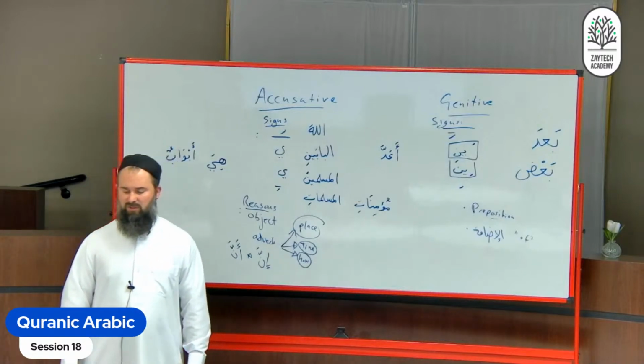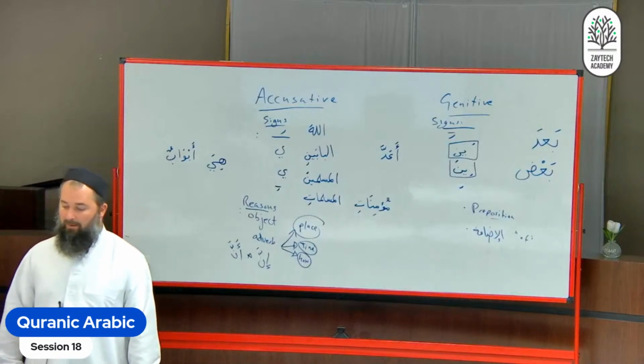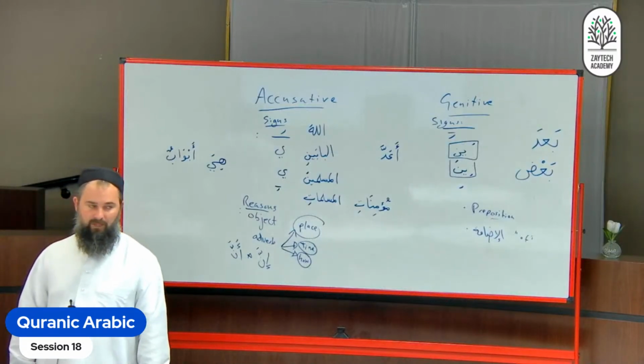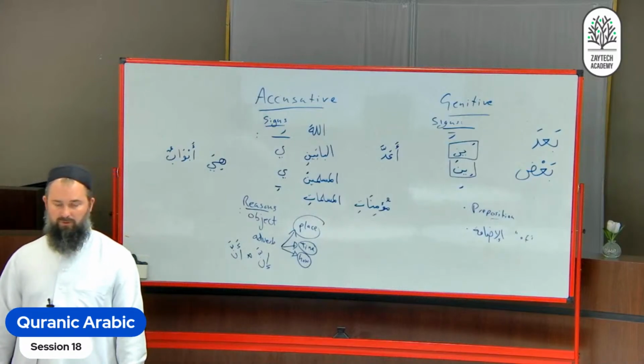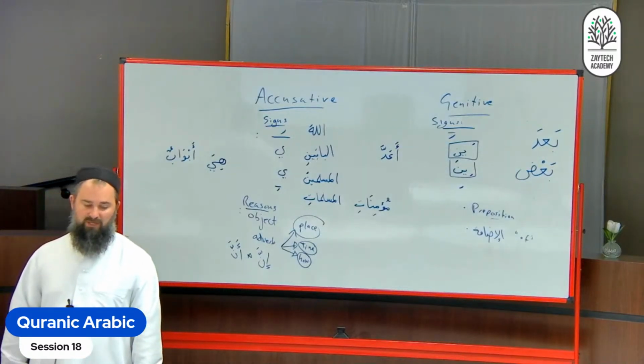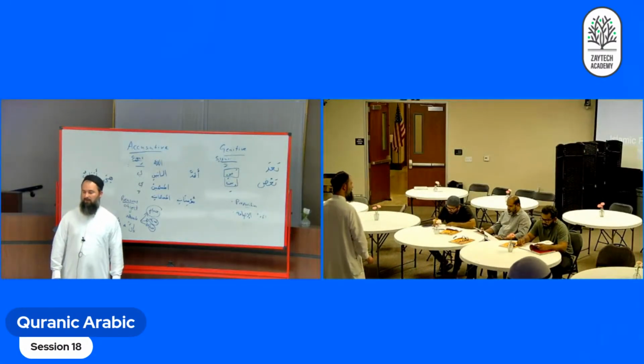Let's quickly just identify some attached pronouns here. So is it Rabbiha, her Lord? Yeah. Iyaka, you alone. Or Rabbuki, your Lord, speaking to a female, right? Tahtaki, right? Beneath you, speaking to a female.